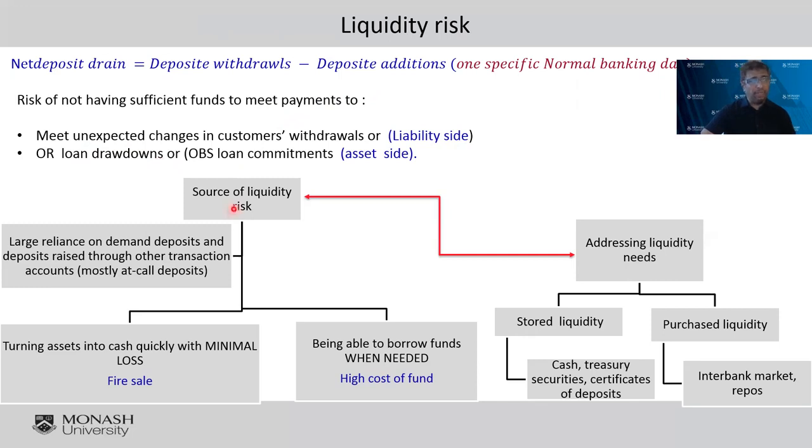So just to summarize, this is the source of liquidity, which can be very risky if you rely on demand deposits and deposits raised through other transaction accounts, mostly at call deposits. We have so many types of demand deposits, not only the current accounts and not only the retail deposits. These have a high risk of withdrawals. And what would happen when you have a liquidity problem? You will have to do two things. Either you sell your assets.